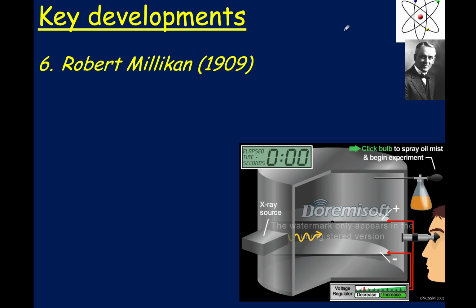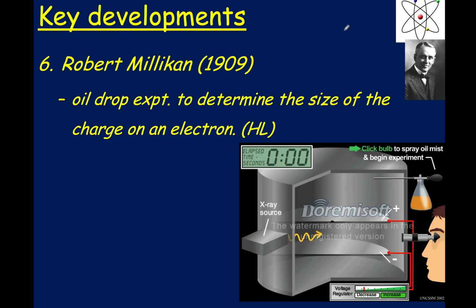Here we go. So this is Robert Millikan. His claim to fame is he determined the size of the charge on the electron. You don't have to do any of the weird and wonderful maths that go with it. You can literally just give them this.